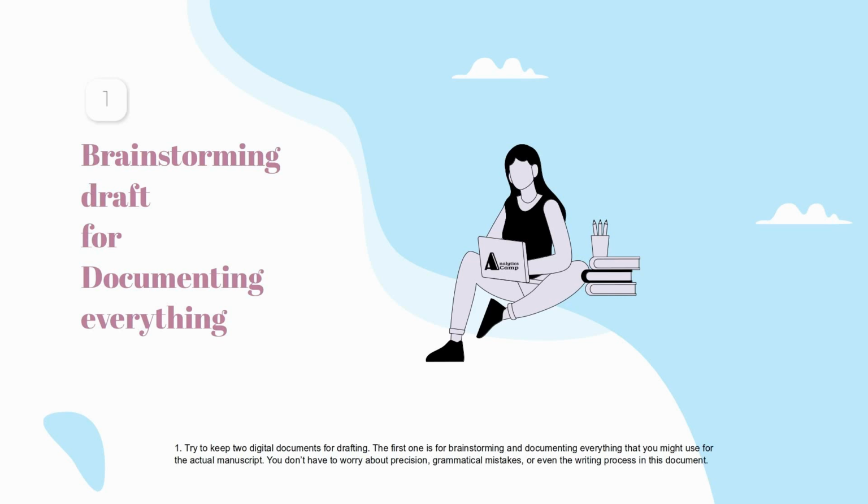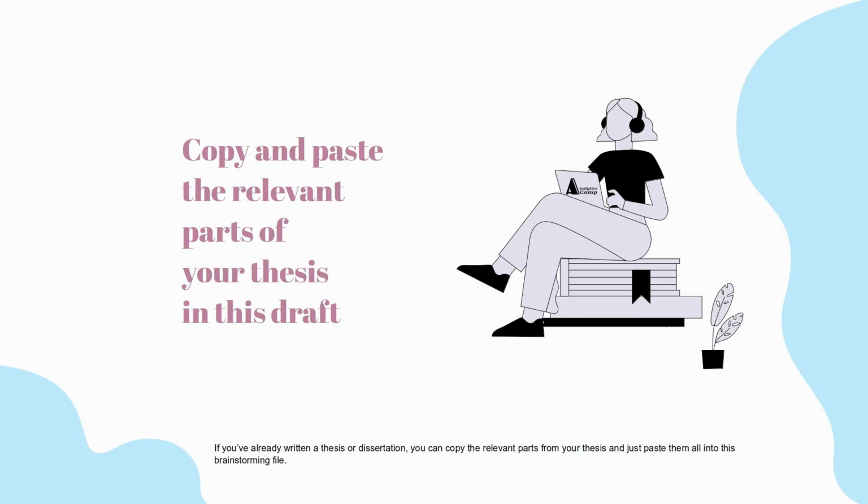1. Try to keep 2 digital documents for drafting. The first one is for brainstorming and documenting everything that you might use for the actual manuscript. You don't have to worry about precision, grammatical mistakes, or even the writing process in this document. If you've already written a thesis or dissertation, you can copy the relevant parts from your thesis and just paste them all into this brainstorming file.